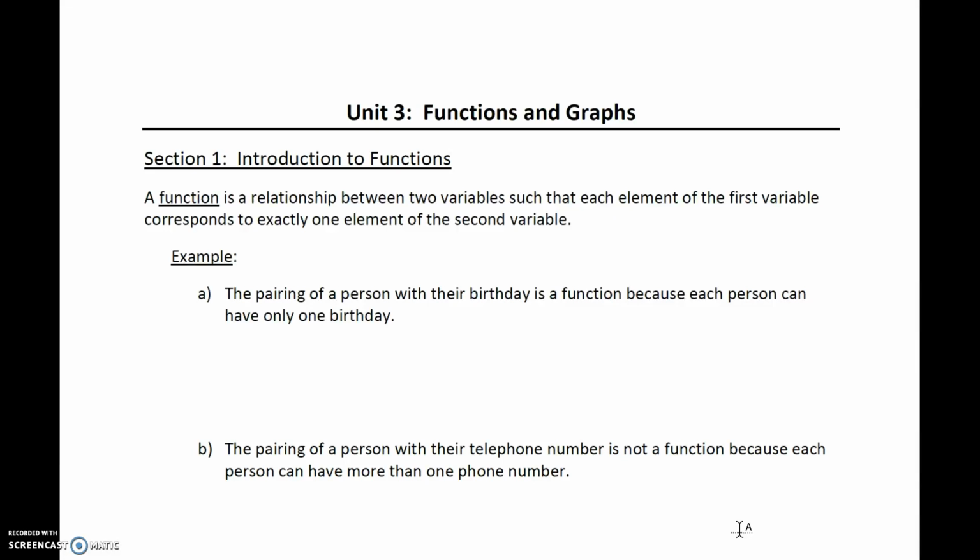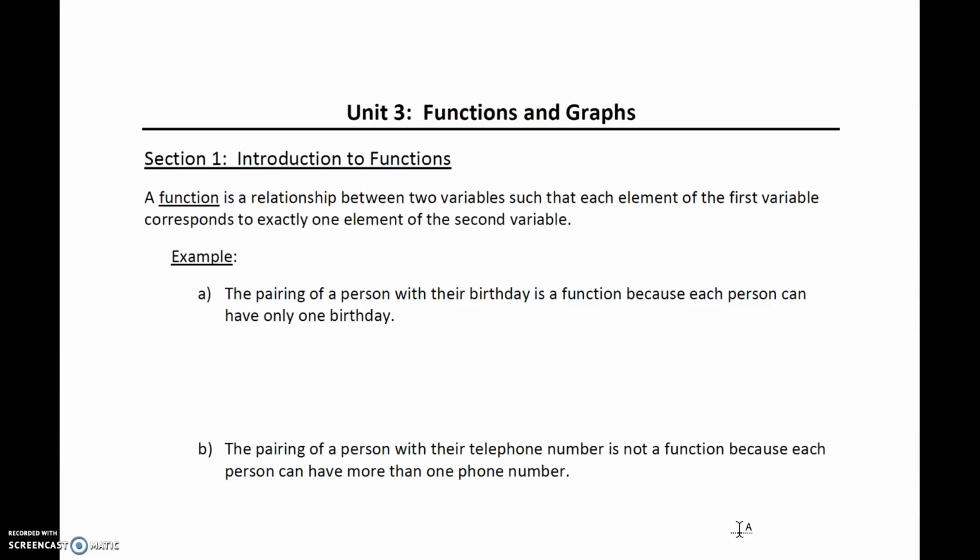Hi everyone, I want to make a short video to help you get started with Unit 3. Unit 3 introduces the idea of functions and graphs, and we'll begin by looking at Section 1, which is the Introduction to Functions. This is on the first page of your Unit 3 notes template.